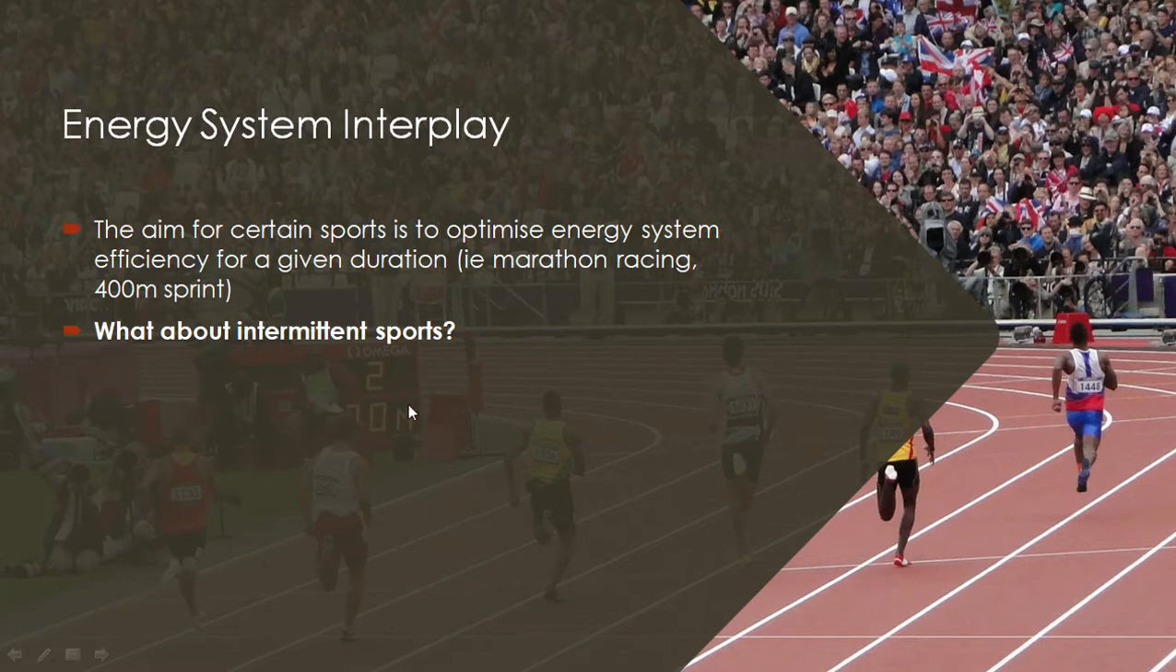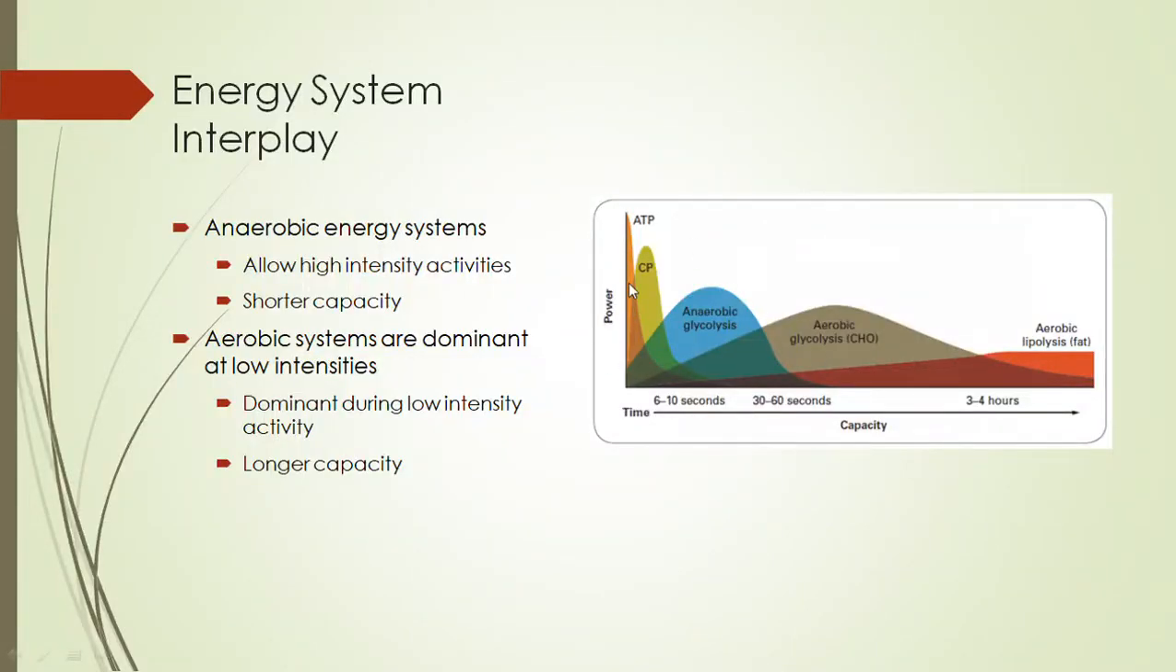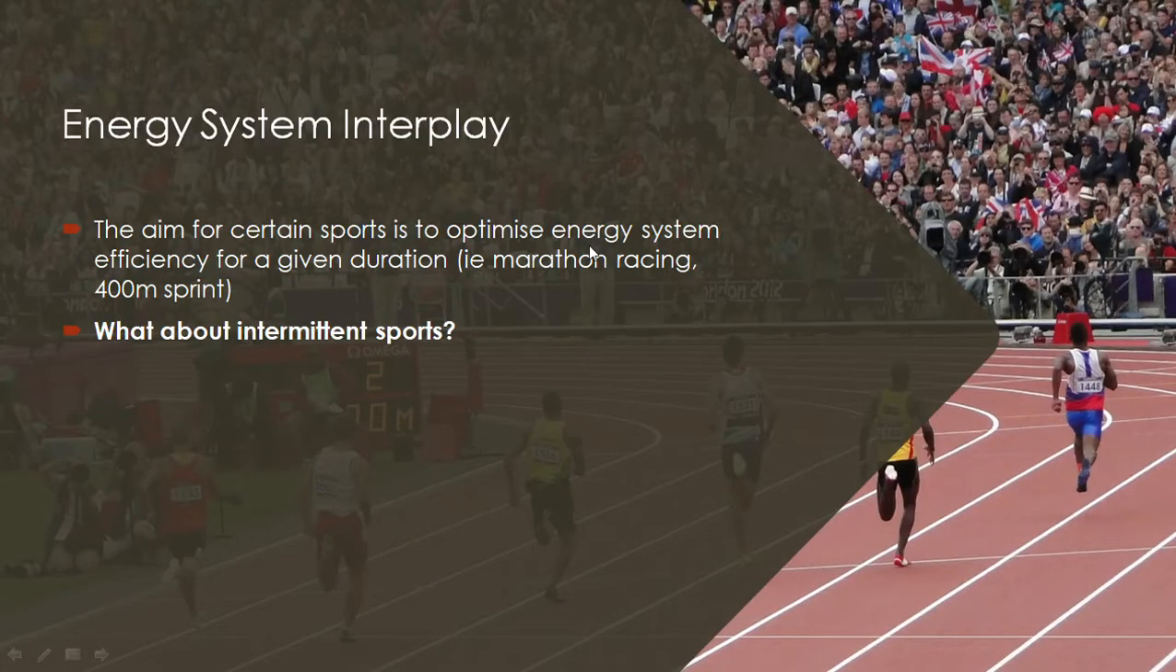Okay, so if the aim for a certain sport, such as a 400-meter sprint, is in this 30 to 60 second mark, then from 0 to 30 to 60 seconds we're probably going to be pretty anaerobic, and this anaerobic glycolytic system is probably going to be dominant for most of that event. And if we have something like a marathon race, where the aerobic systems are really dominant, the aim of training is basically to optimize those systems.